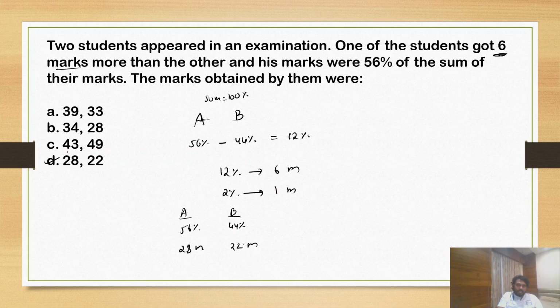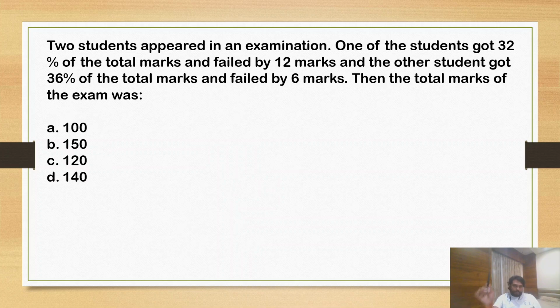So 28 and 22. Clear? Let's move to next. Two students appeared in an examination. One of the students got 32% of the total marks and failed by 12 marks, and the other student got 36% of total marks and failed by 6 marks. Find the total marks of the exam.